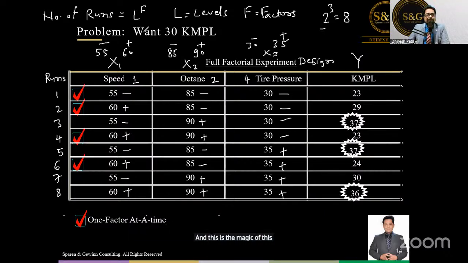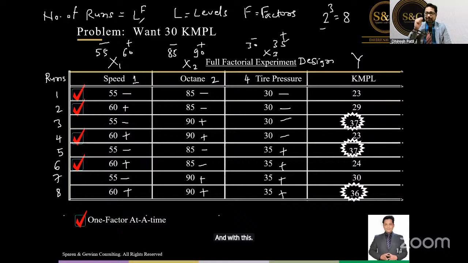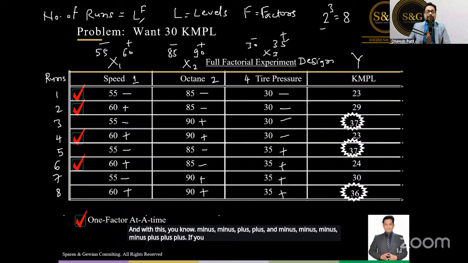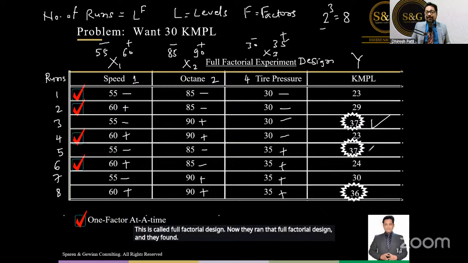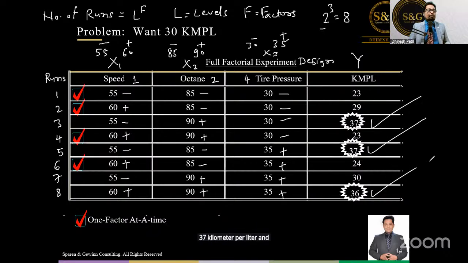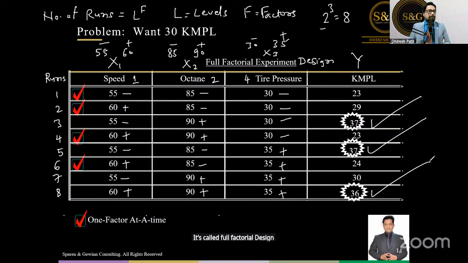This is the magic of this. If you follow this number of runs, L raised to F, you will know how many runs there will be. And with the structure minus plus, minus minus plus plus, and minus minus minus minus plus plus plus plus, you can find out all the combinations. This is called full factorial design. Now they ran that full factorial design and they found 37 kilometers per liter and 36 kilometers per liter. And this is called design of experiments. Are you clear with this? Just give me yes in the chat box. This is called full factorial design and design of experimentation. Clear?